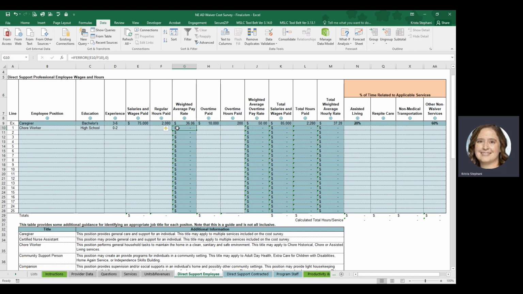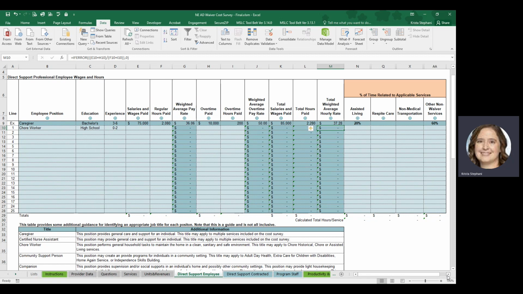This next column will automatically calculate a weighted average pay rate based on the salaries, wages paid, and regular hours paid. If you have non-exempt employees who are paid overtime, then you will report any overtime pay and the related hours in the next two columns, which then will calculate the weighted average overtime pay rate. And then over farther to the right, there will be automatic calculations to calculate the total salaries and wages paid and calculate the total hours paid for an overall total weighted average hourly rate.